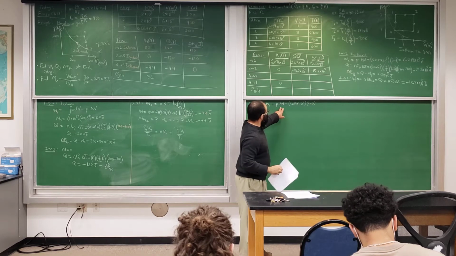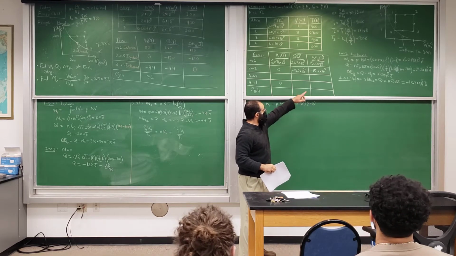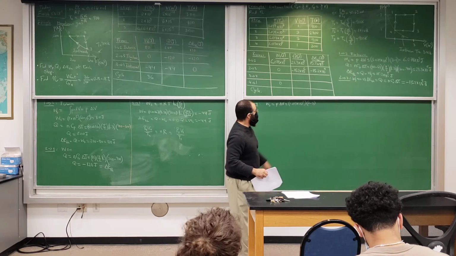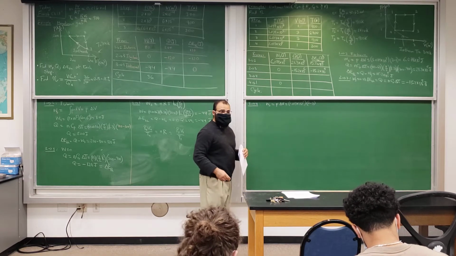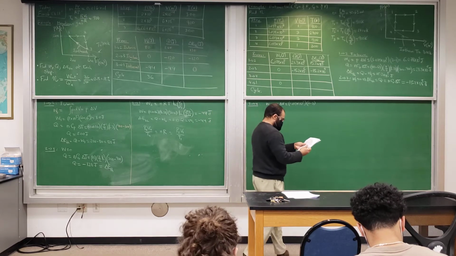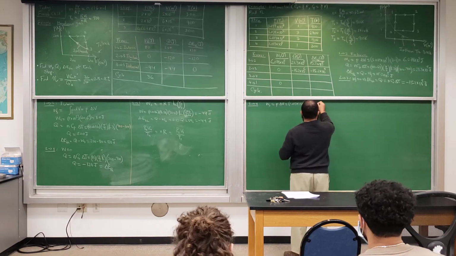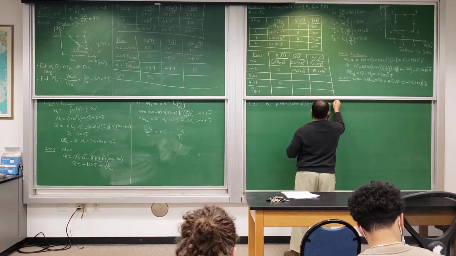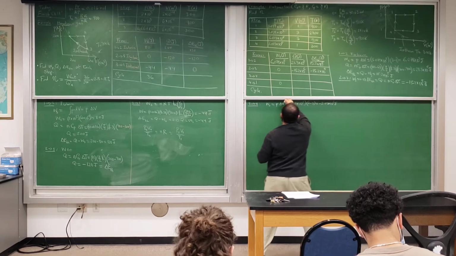The volume at 4 is 1 cubic meter according to the graph, and the volume at 3 is 3. So it will be negative in this one. So I have minus 2.03 times 10 to the 5th joules. So let's write this here.